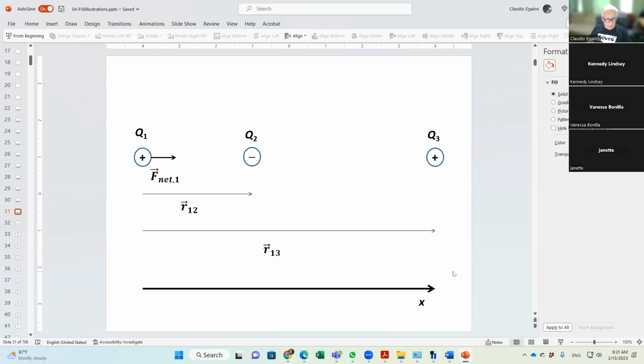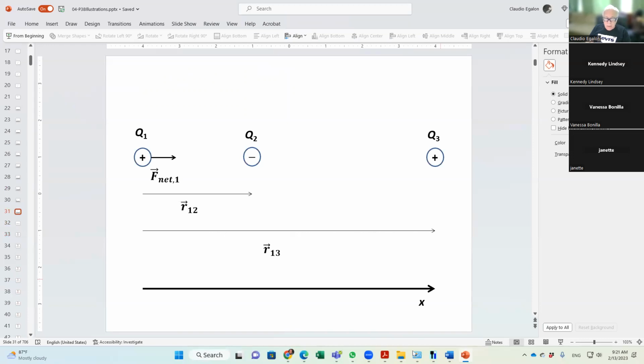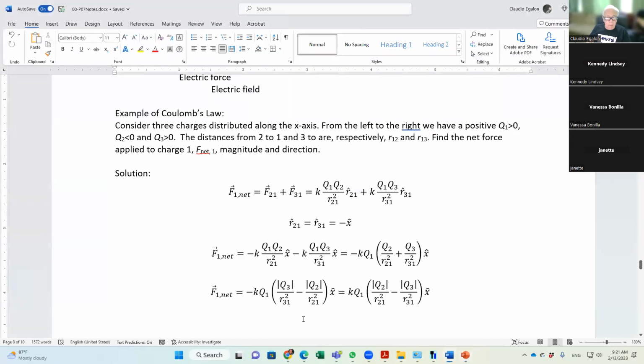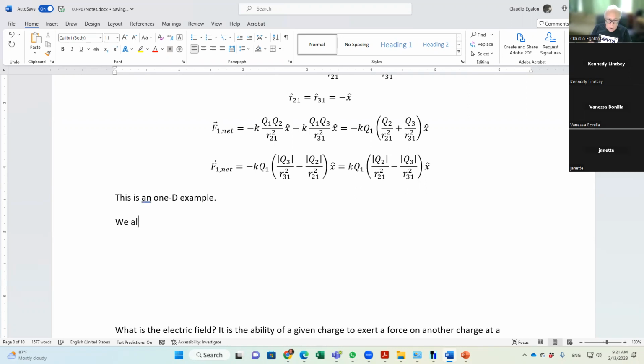There is one more type of problem that you're going to be exposed to. What you saw here is a one-dimensional problem. Let's write it down. This is a 1D example. We also have a 2D example.